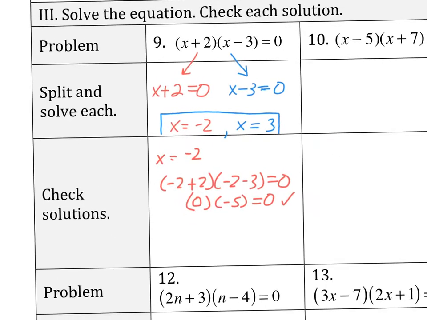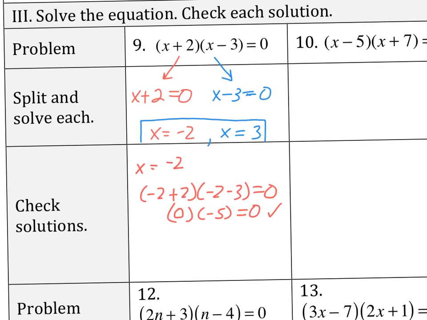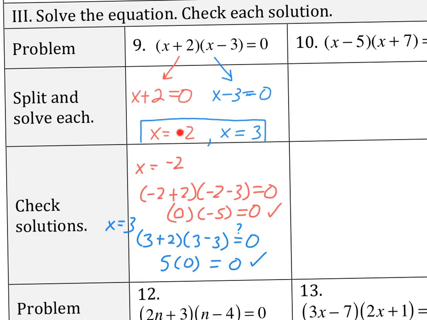Now if I check the other one, I'm going to put a 3 in, so 3 plus 2 and 3 minus 3 equals 0, and technically that's a question mark. So 5 times 0 equals 0, and we see that there's a check there. So when I substitute in a -2, 0 equals 0, that's true. When I plug in a 3, 0 equals 0, and that's also true. So here are my two solutions, -2 and +3.